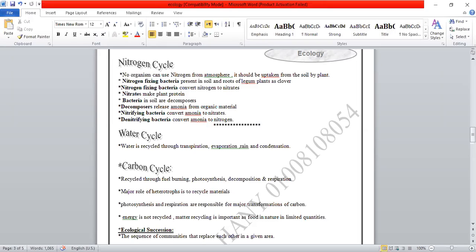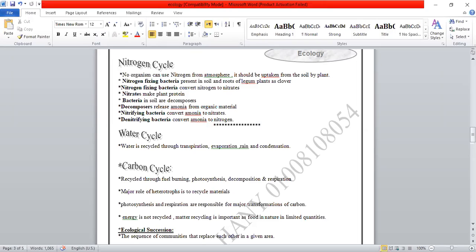The major role of heterotrophs, who are heterotrophs? Consumers. The role of heterotrophs is to recycle materials in the earth. That is the major role of heterotrophs. And photosynthesis and respiration are responsible for major transformations of carbon. Most transformations of carbon in the carbon cycle are made by two very important processes: photosynthesis and respiration.